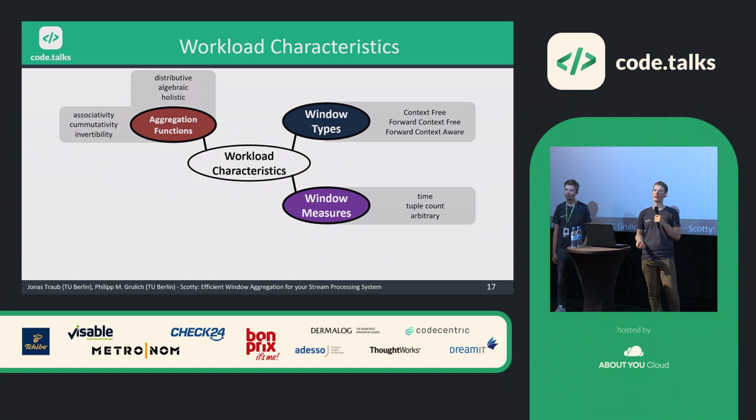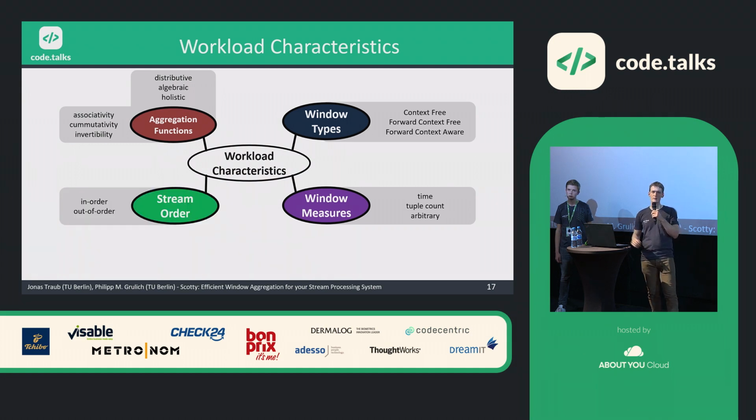We have the window measures, which I mentioned before, like time, tuple count, or anything arbitrary, like, let's say, an increasing transaction ID in your database. And of course, we have the stream order, where your stream can be either in order or out of order. And if you can label the stream that you will only expect in-order tuples, or it is okay to drop late events, then of course we can perform additional optimizations.